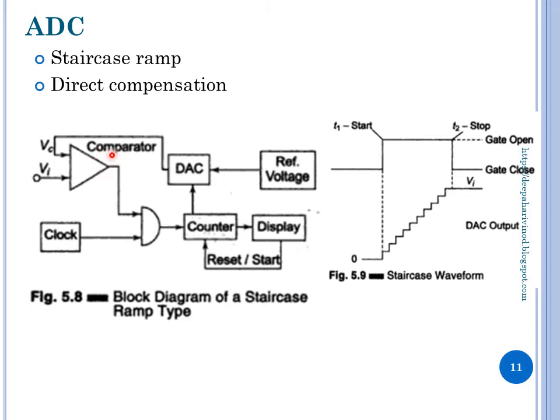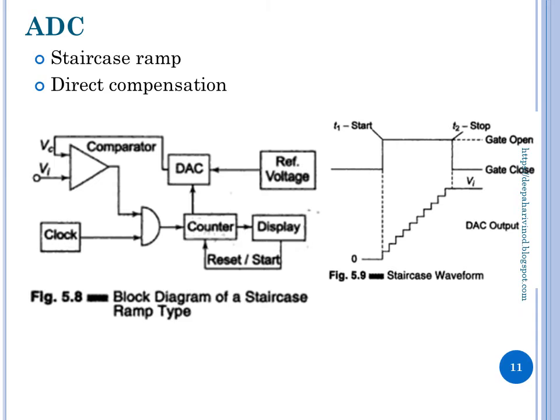So here we will get an output voltage which will open the gate so that the clock pulses are passed to the counter. When VC equals VI, the input comparator closes the gate between the clock and the counter. The counter stops and the output is shown in the display.